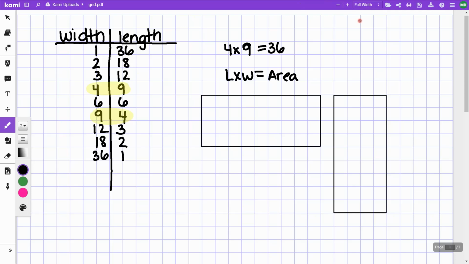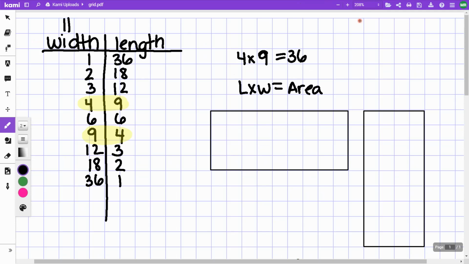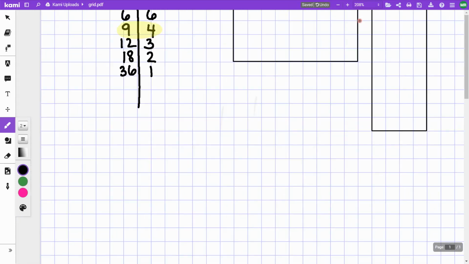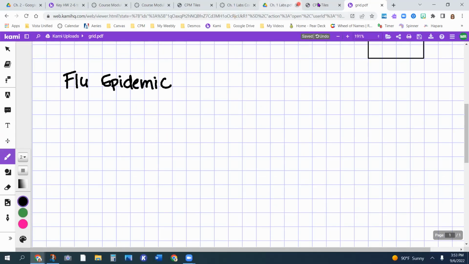Then we did another lab. So this one here, let me just jot down, this was the hot tub lab. The other one we did was a flu epidemic lab. So let me call it flu epidemic. And for that one, let me get the situation here.